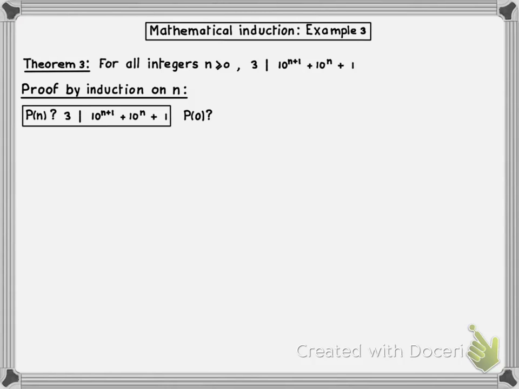What is P of 0? Well, it's whatever you get by replacing n by 0 in this expression, namely this one. And then we're going to need P of n plus 1. So let's write it down as well.